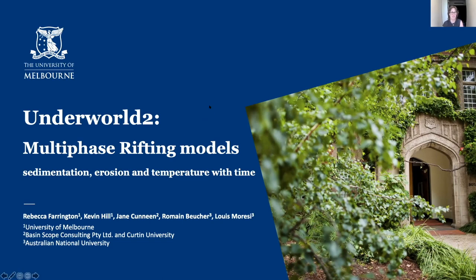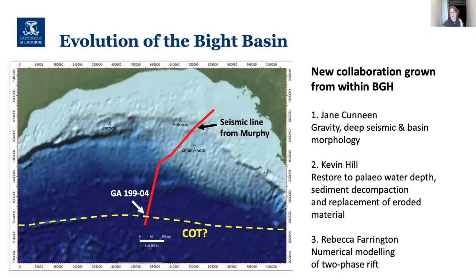I suppose just a shout out as well that Jane is at Basin Scope Consulting as well as at Curtin University now, and Roman and Louis up at ANU. So the work that Jane, Kevin and I are interested in is trying to understand the evolution of the Bight Basin. The three of us have research interests that lie at the perimeter of all of the BGH research interests.